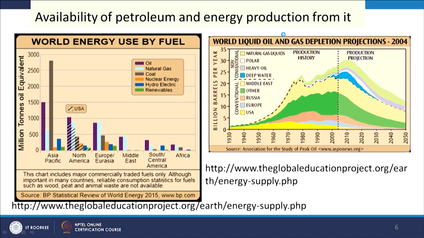Now, if we see the world energy used by fuel, the Asia Pacific region, North America, Europe, Russia, Middle East, South Central America and Africa, we see here the oil is used everywhere in significant amount after coal. And the prediction says that the world liquid oil and gas depletion, as predicted in 2004, that in future the amount will be reduced, the availability of this oil may be reduced in the near future.